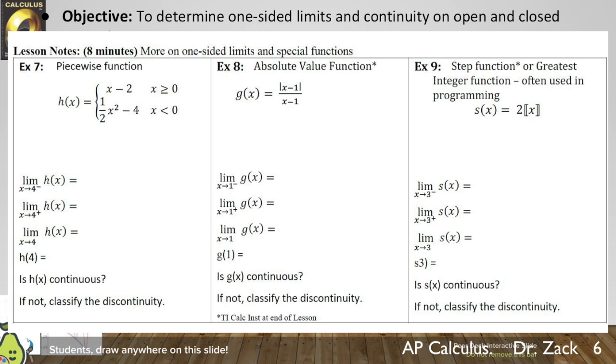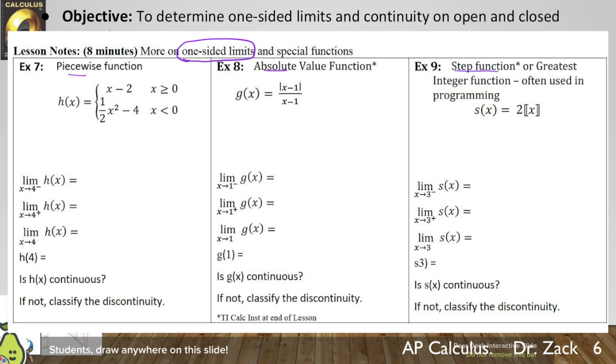Whew, it sounds like this is such a serious topic, and it really is. Trying to figure out where your functions are continuous or not continuous is one of the key concepts that we want to study, especially focusing in on these one-sided limits. So I chose some special functions. We have our piecewise function, an absolute value function, and this one called the step function.